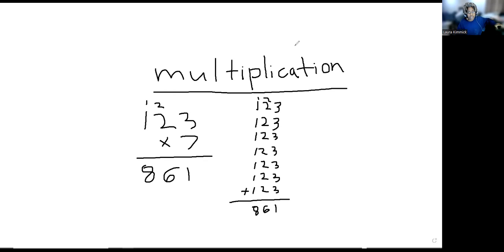And you can multiply the numbers in any order. So 7 times 123, you can put it vertical or horizontal, equals 861.